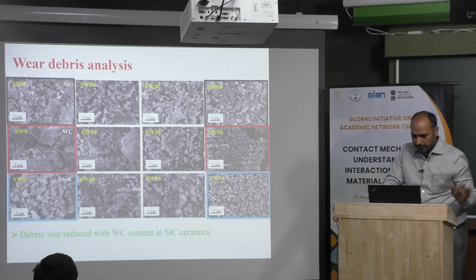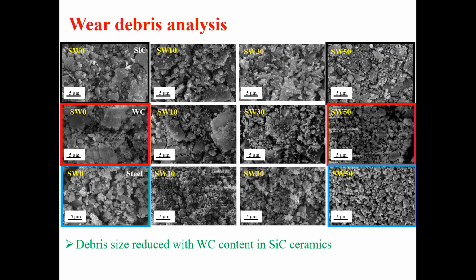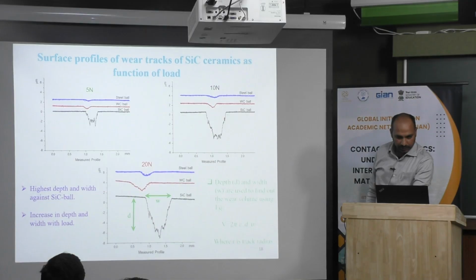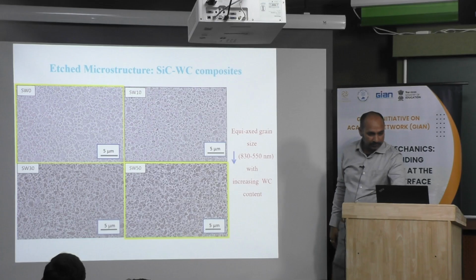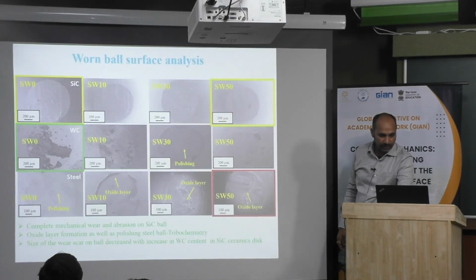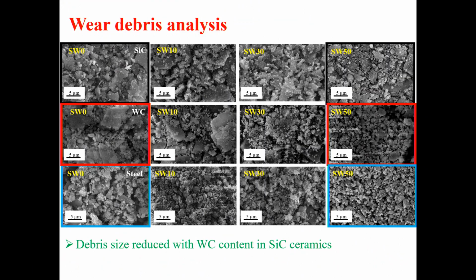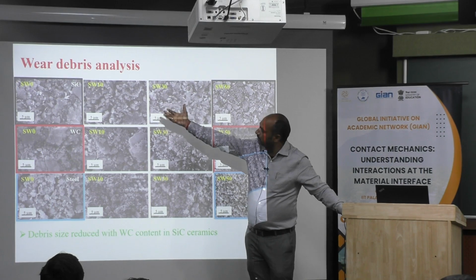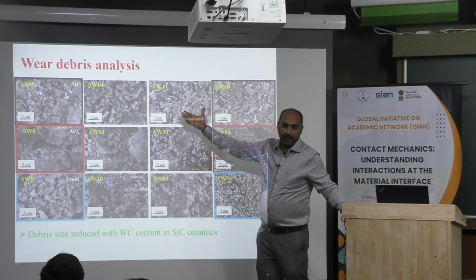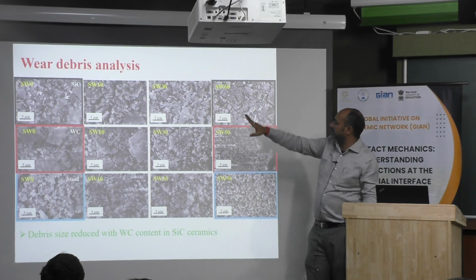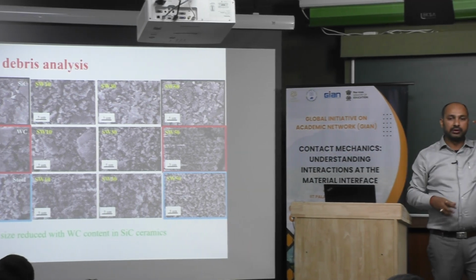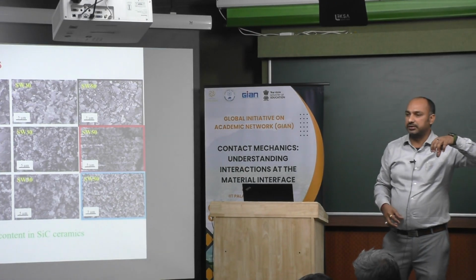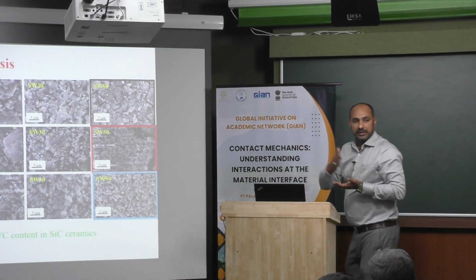Then we will see how debris is analyzed. So we try to analyze the debris. You see our grain size is continuously decreasing. The same is getting reflected in our debris analysis. In case of monolithic SiC, the debris sizes are larger as compared to HW50, but we are not able to see any layer surface. Continuously the debris size is getting reduced, just because the larger grain size is getting fractured, then the smaller grain size is getting fractured. So we have smaller debris collected.